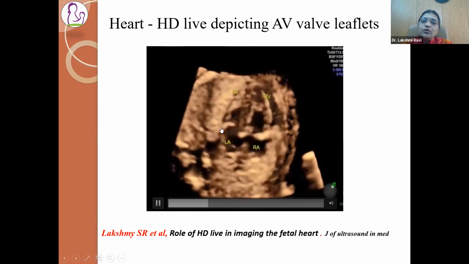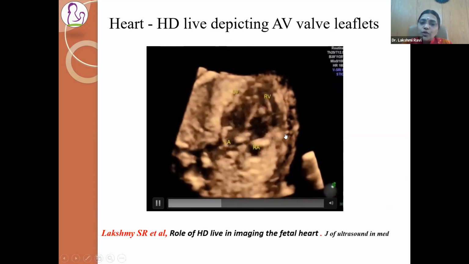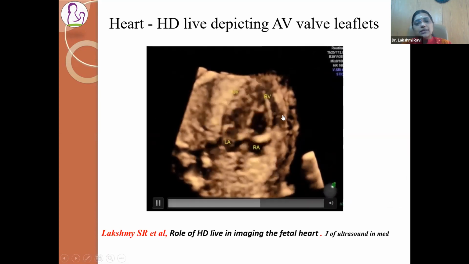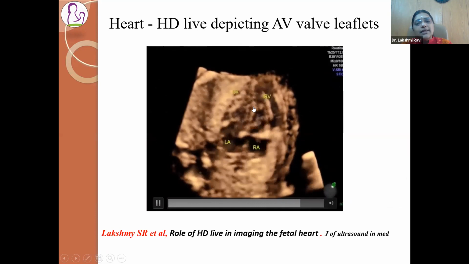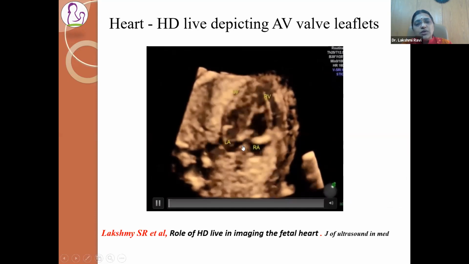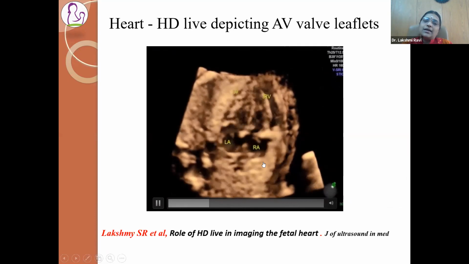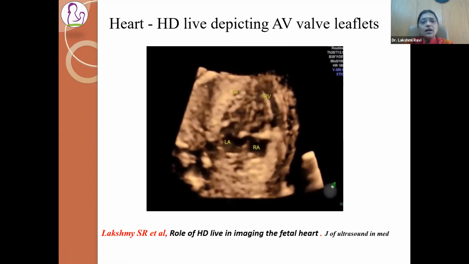And you see, when you do an HD live rendering of this 12-week heart, just look at the amazing amount of information that you are getting. This is a CRL of around 60 millimeters. You see the two inflows very nicely. You see the interventricular septum. You see both the valves. In fact, you can also see a portion of the interatrial septum, and you can see the cardiac morphology very nicely, even at the time of 12 to 13 weeks.